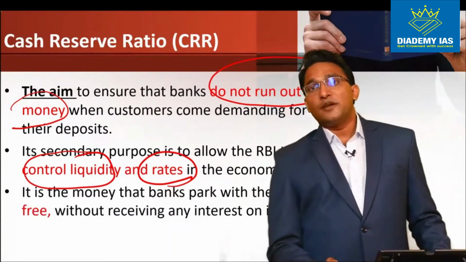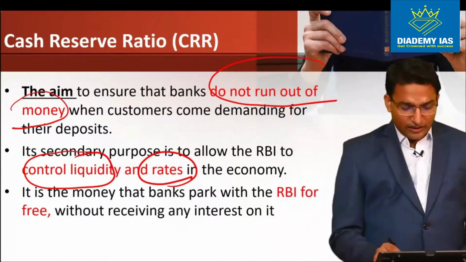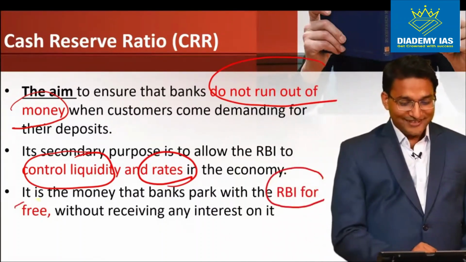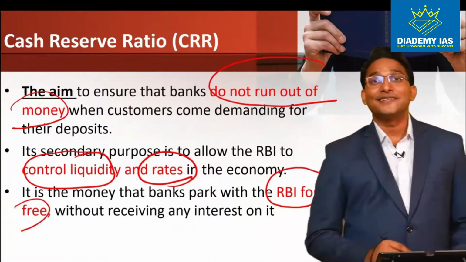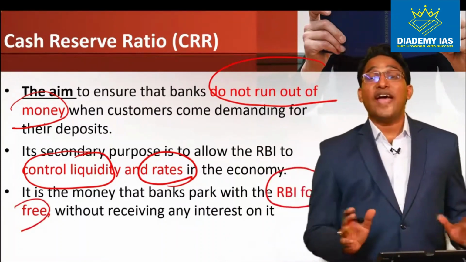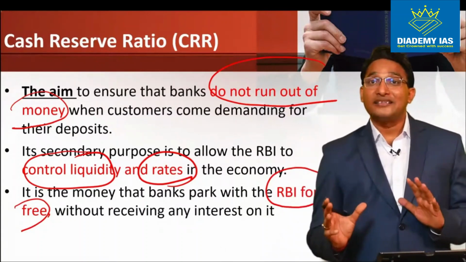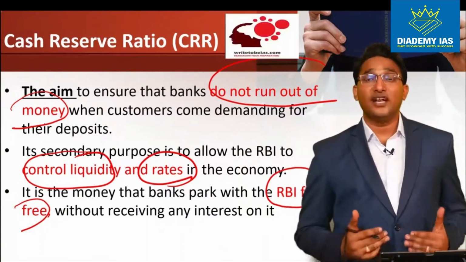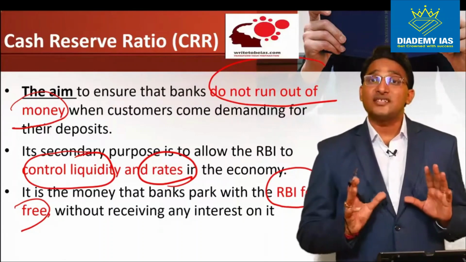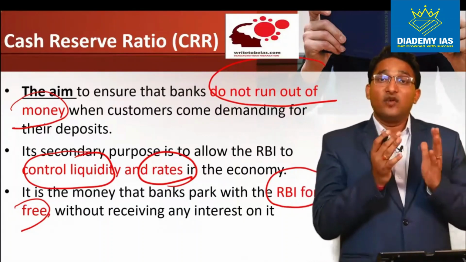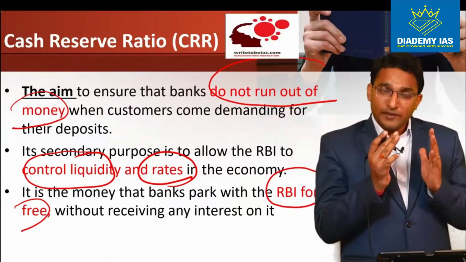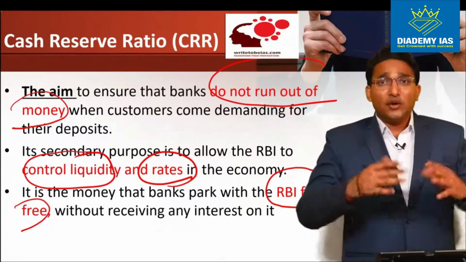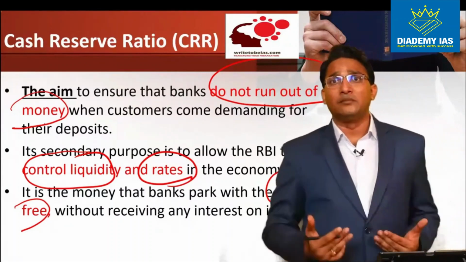One thing that you have to keep in mind is that this money is given by the bank to the RBI for free. That means banks do not receive any kind of interest on the money that they have kept with the RBI. This is a very controversial point. That is why banks always resist an increase in the CRR. They always try to pressurize the RBI to keep it minimum, because they don't get any interest. They don't earn any income.